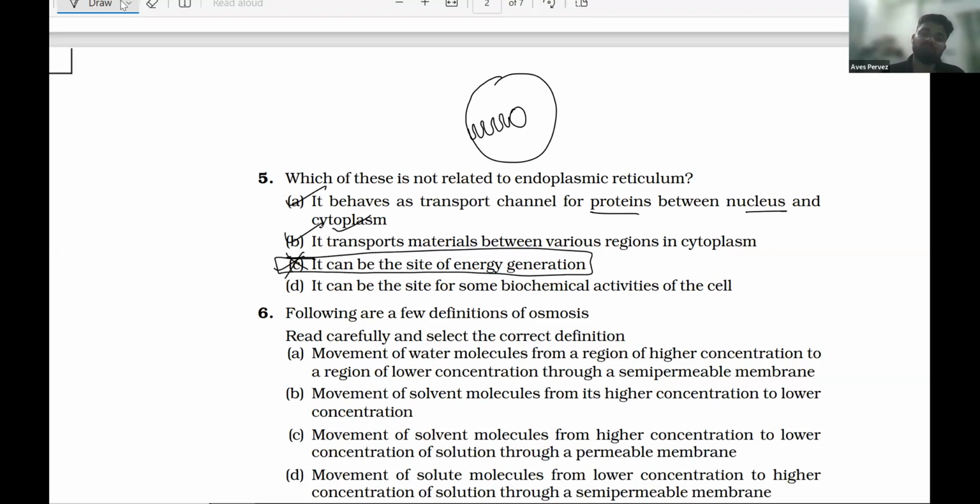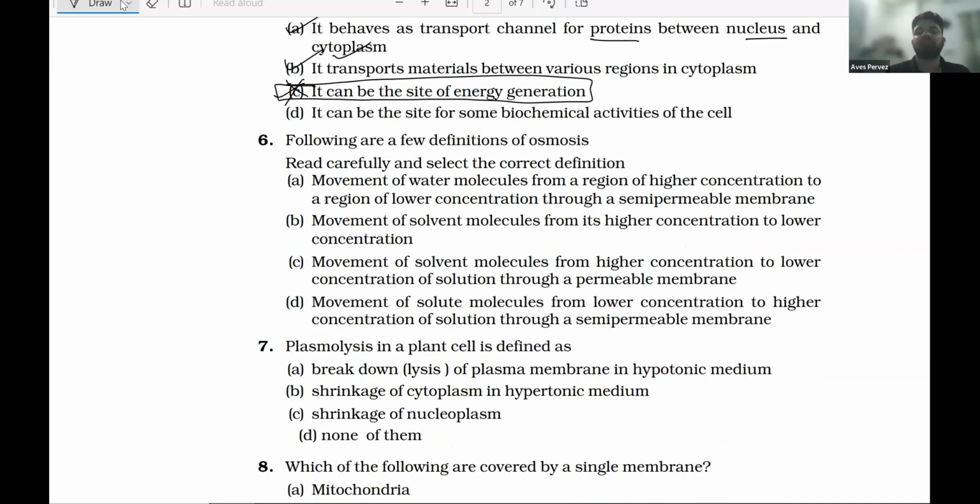Got it? Yes, sir. It is a site of some biochemical activities. So it might be a site, but C is the incorrect option. Go to question number 6.